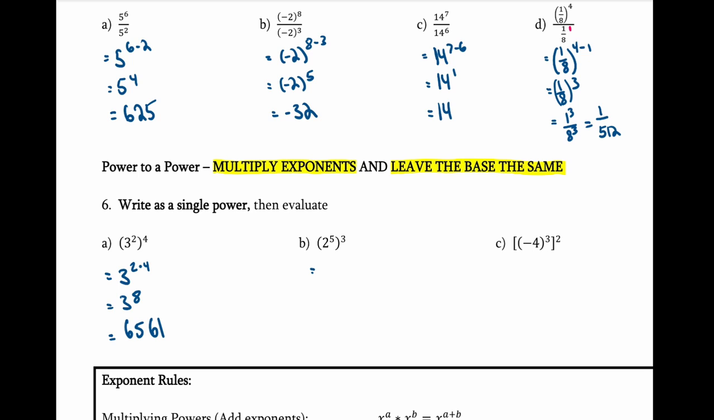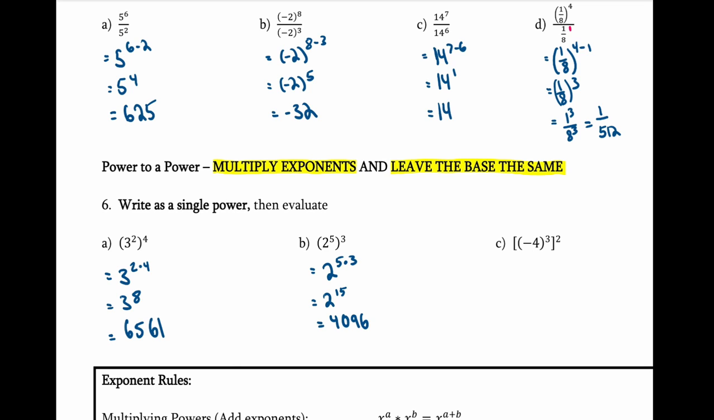For B, exact same thing. 2 to the power of 5 to the power of 3. 2 is going to be my base. My exponent is going to be 5 times 3. So 2 to the power of 15. And then evaluated as a single number, I get 4,096.